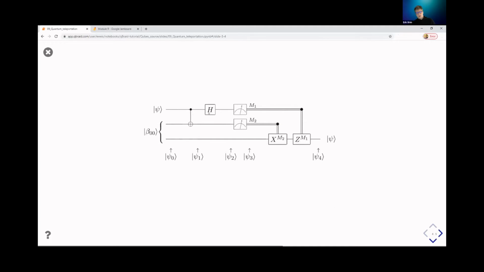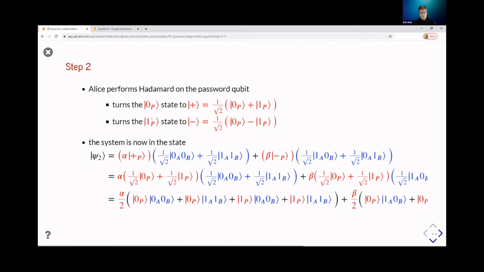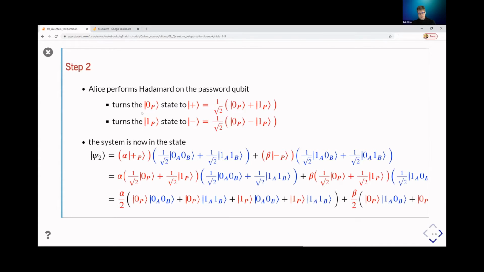Okay, so now we're at psi1, and we're going to apply a Hadamard gate to the password qubit. This is going to create a further superposition on the password qubit. So how does the Hadamard work? Well, on the branch of the superposition for the password qubit that is 0, the 0 is going to be transformed to the plus state. The plus state is the Hadamard state, 1 over square root of 2, 0 plus 1. And you'll see we're using these P subscripts to denote the password qubit.